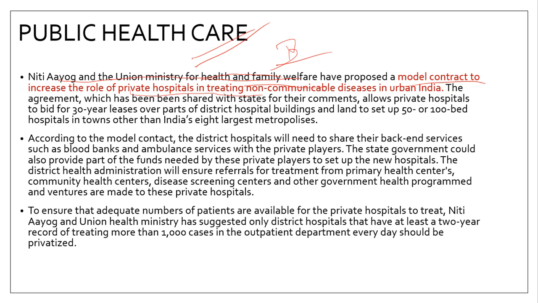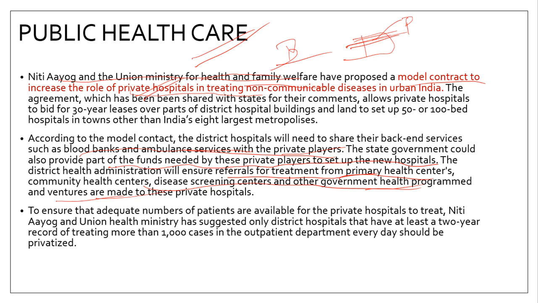See, it is not full privatization, but what they have suggested is that a part of the district hospital will be leased to private players, where they would set up their infrastructure, and the district hospital would provide them back-end infrastructure services like blood banks and ambulance services. This is a sort of cooperation with the private players, right? They also suggested that the state government can provide funds for the private players to set up new hospitals, and they could refer a few cases related to non-communicable diseases, screening centers, and they could also implement government health programs where the private hospitals could be made ventures.